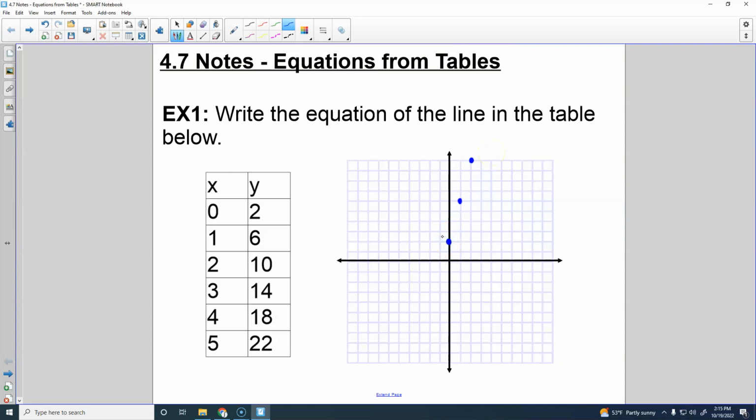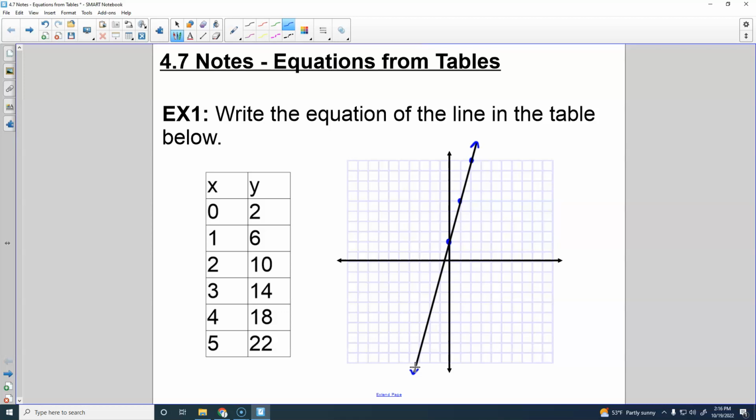Okay. So you can really only graph those first 3 points, right? So if we draw a line through those points right there, that will give us this. And so we need to know the equation of that line.